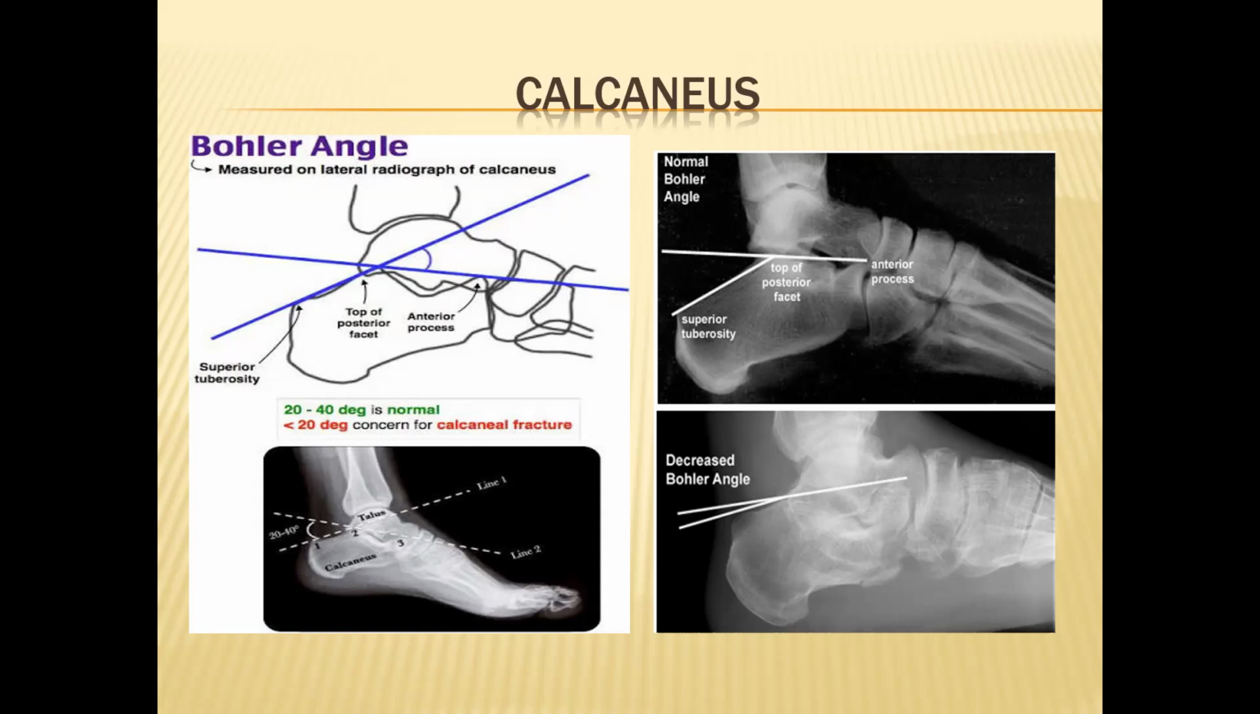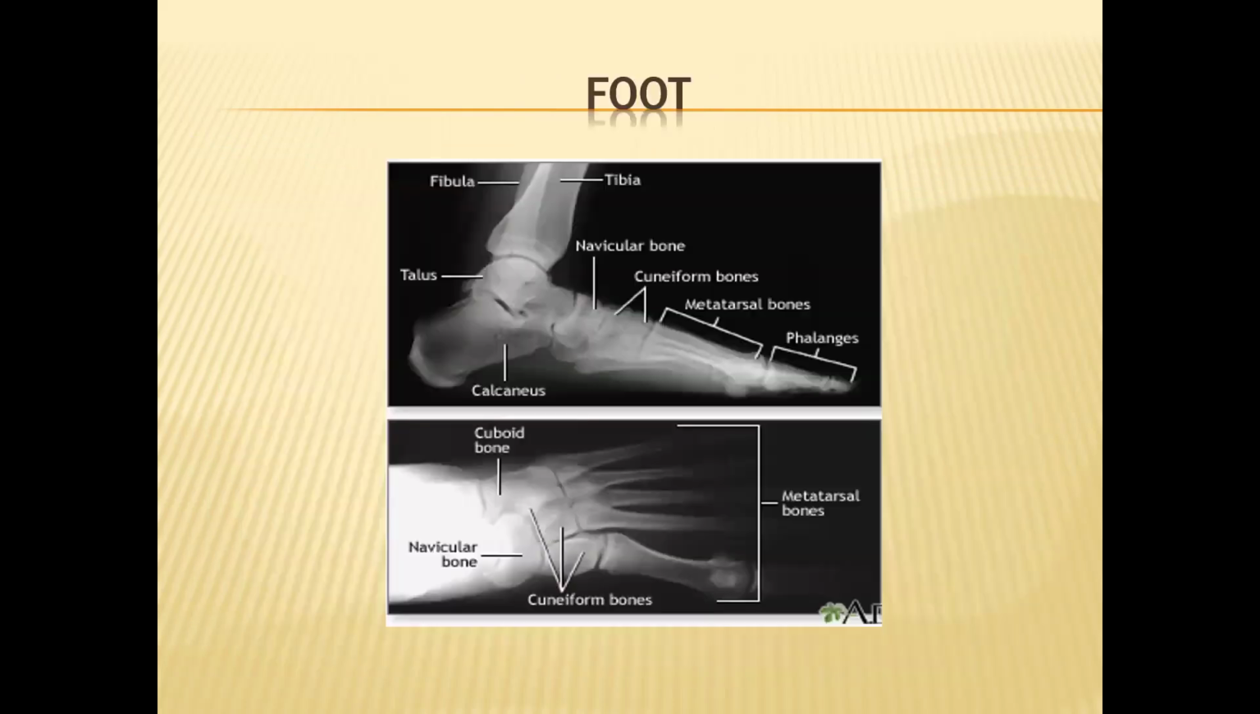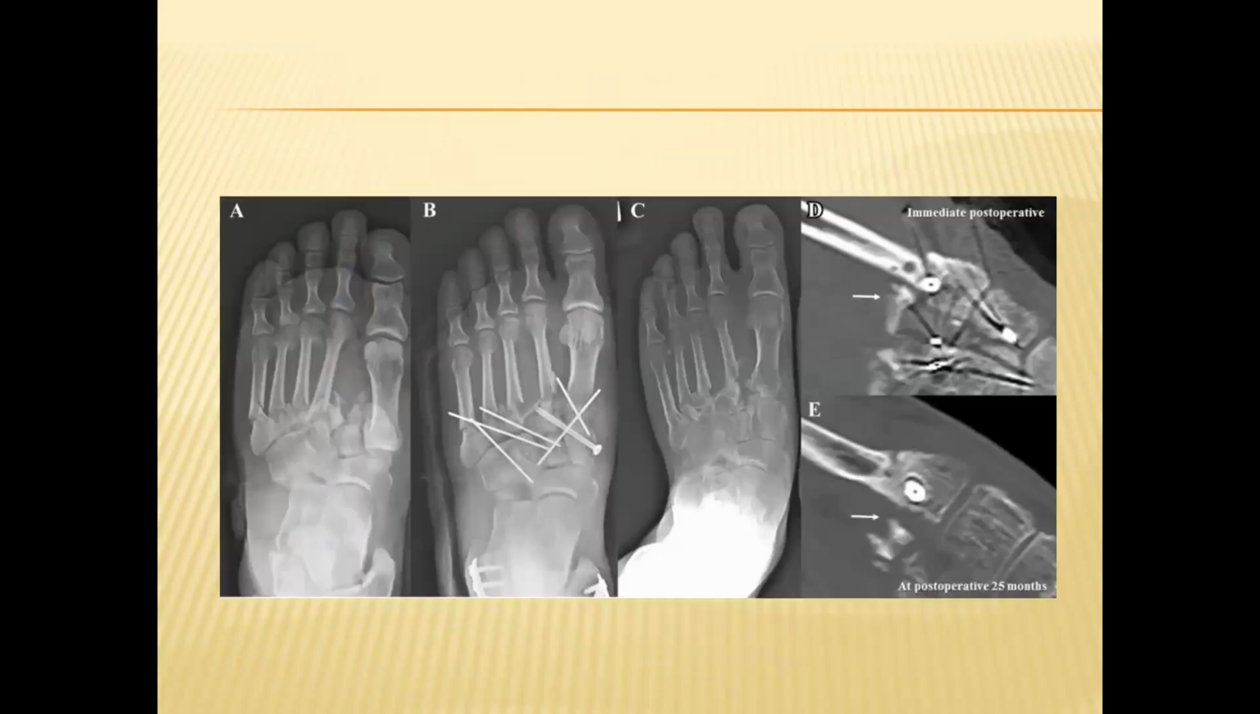So these are the pictures showing the displaced and comminuted fracture of the metatarsal bones. Also showing the displaced fractures of the tarsal and metatarsal bones and their internal fixation. This picture shows the dislocation of the tarsal metatarsal joints.